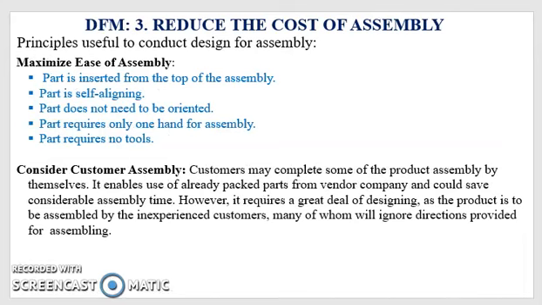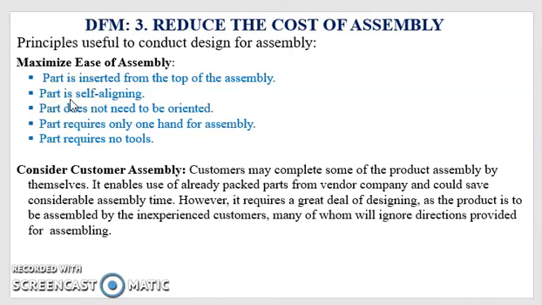The next principle is to maximize ease of assembly. Ease of assembly can be achieved by using parts that have a combination of the following characteristics. First, the part is inserted from the top of the assembly. This is called Z-axis assembly. By using this technique, we can avoid inverting the assemblies. Here, gravity helps to stabilize the partial assembly, and the assembly person can also visualize the assembly location very readily and easily.